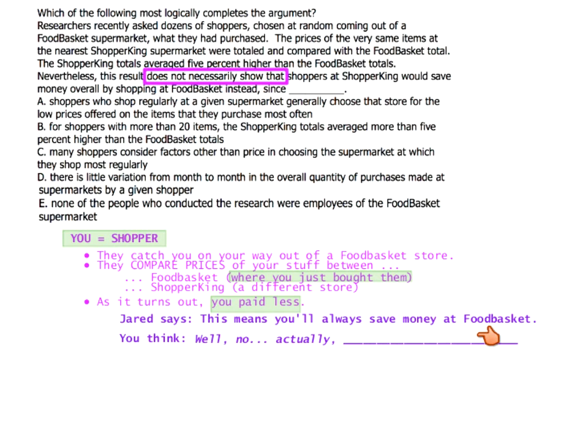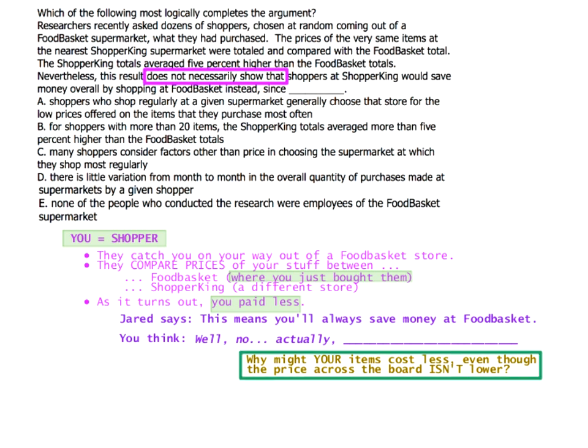You can think of it as a weakened question. You can also think of it as explain. But the idea is, it's unquestionable that your items actually do cost less. So why might you not? The question is, Jared says that the prices across the board are less. You're saying he's wrong. So why might your items cost less, even though the price across the board is not lower? If you can get the question into these words, it's probably pretty clear what the deal is. Why might your items cost less even though items in general don't cost less?